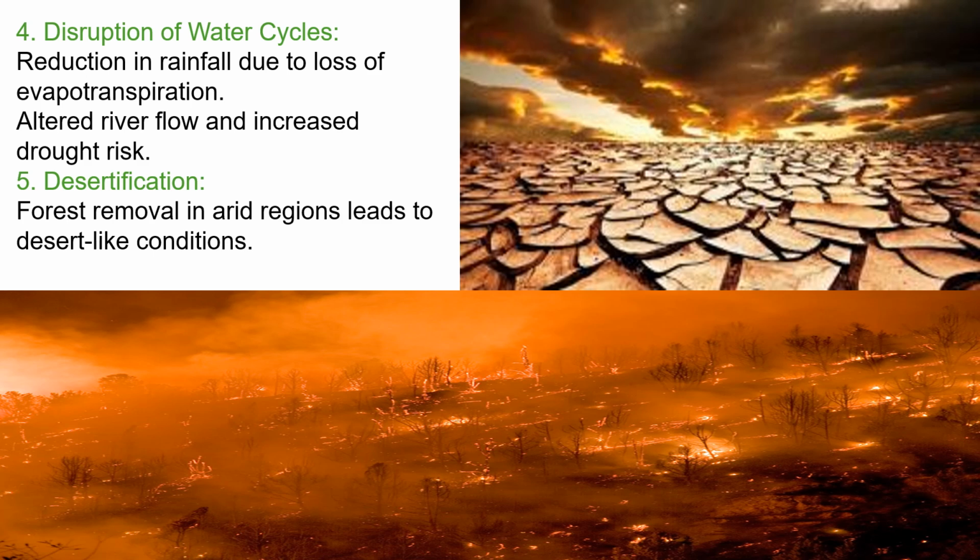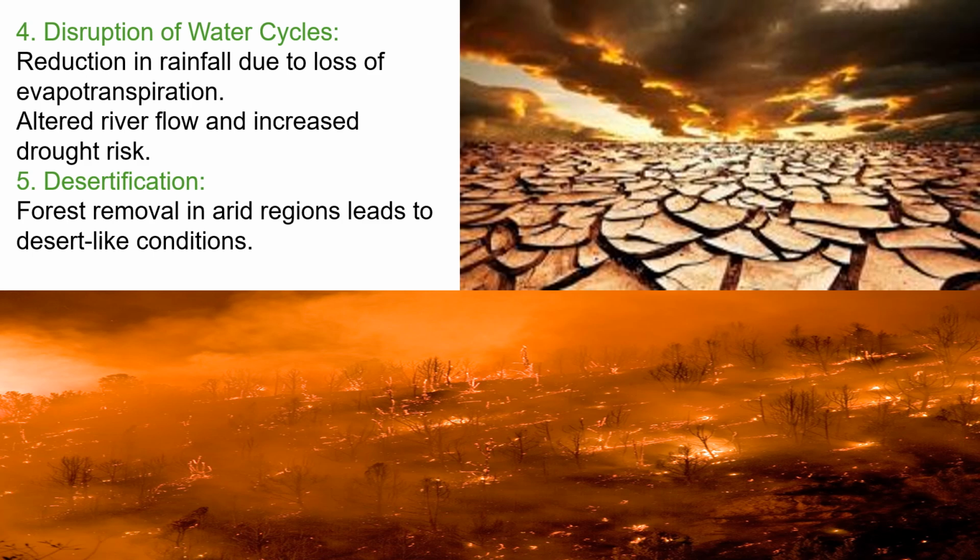So when we cut down the trees, it means that there are no leaves because there are no plants there. So the rate of transpiration will be reduced. The amount of evapotranspiration that goes to the atmosphere is very minimal, meaning that the amount of rainfall that is going to fall will be limited or reduced compared to what it was before the plants were cut down.